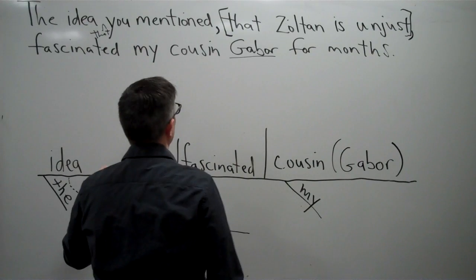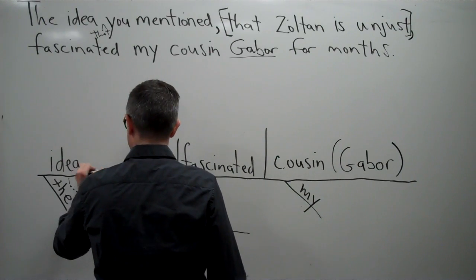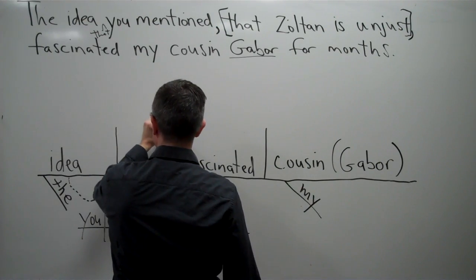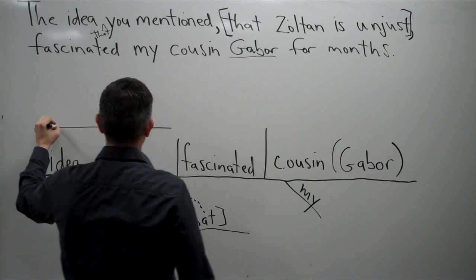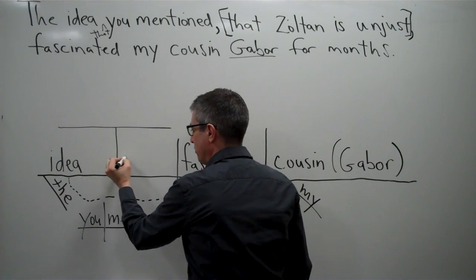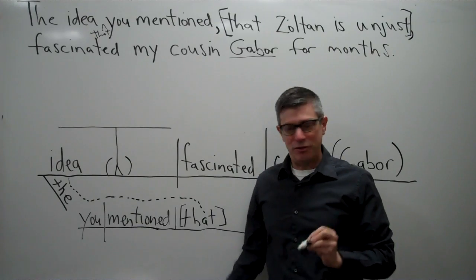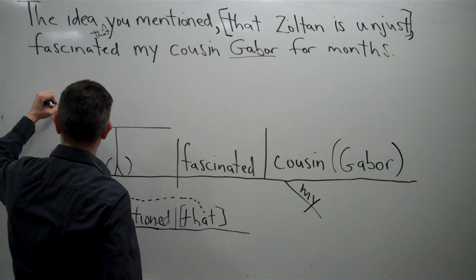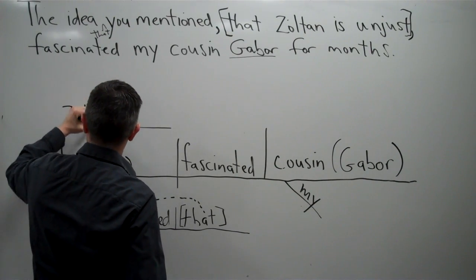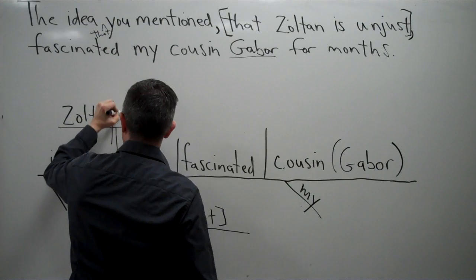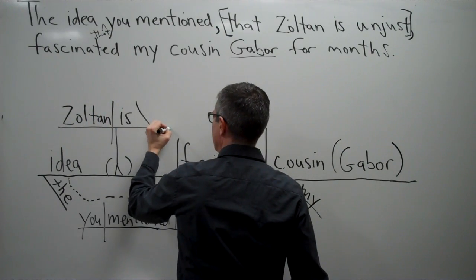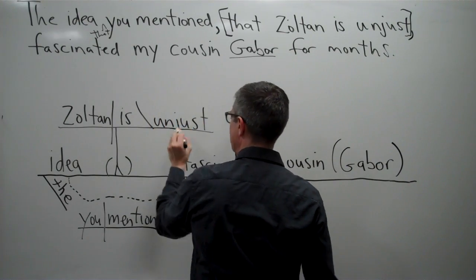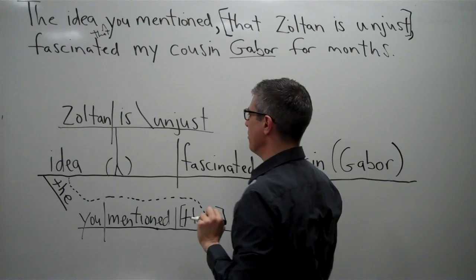And so we need a pedestal. That Zoltan is unjust. So what we do, we make our pedestal, and we put the base of the pedestal in parentheses to show that this is an appositive. And what do we have? Now it becomes quite easy. Zoltan is the subject, is, and now a nice little subjective complement, unjust. So this is a predicate adjective there.